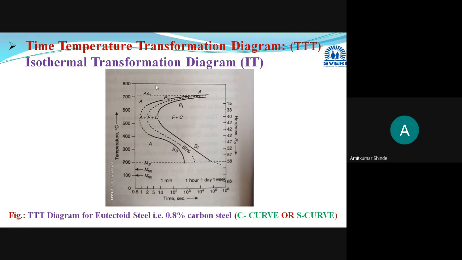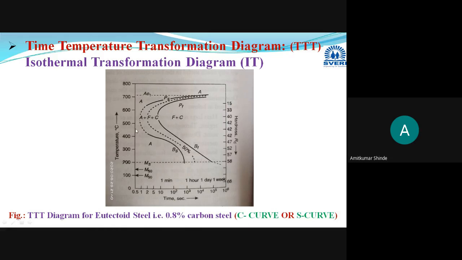In a new furnace. In the first furnace, we used a temperature above this A1 line, the eutectoid transformation temperature, that is, above 723 degrees Celsius. We heated a number of steel samples above the A1 temperature, and after giving sufficient soaking or holding time, we collect all these samples and transfer them to the next furnace, where the temperature will be less than A1 and above MS.